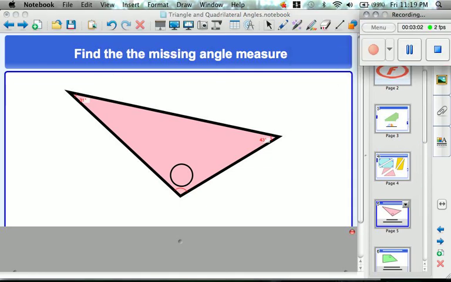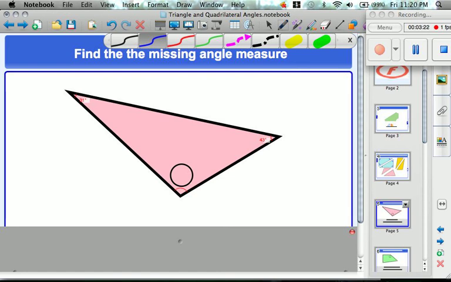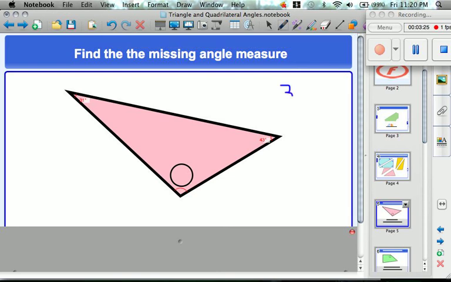Now, let's start working on finding the missing angle measurement. We're going to start with a triangle. So here we have our triangle, and they have given us two of the angles for the triangle. We have one angle which is 31 degrees and one which is 43 degrees. If we add those two together, we have 74 degrees.